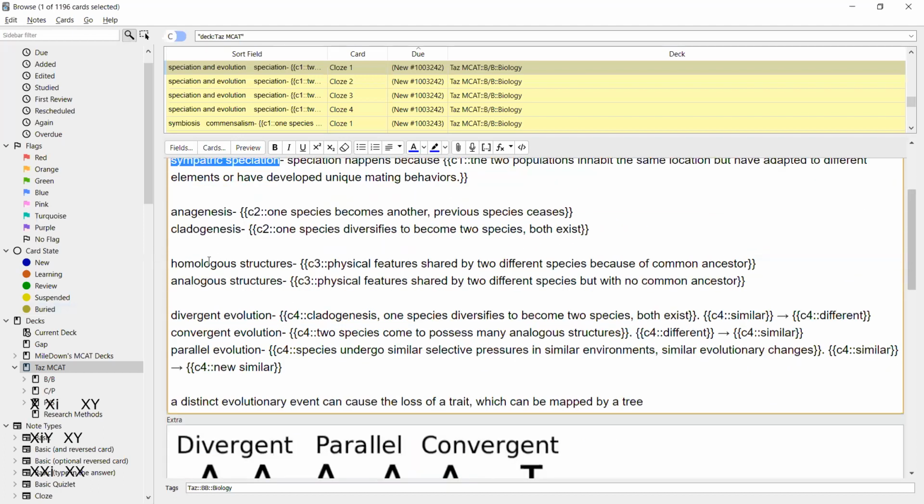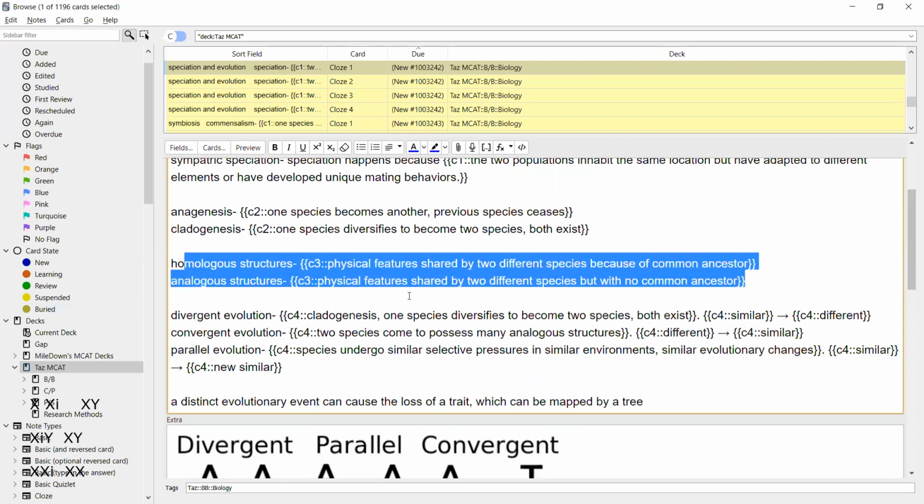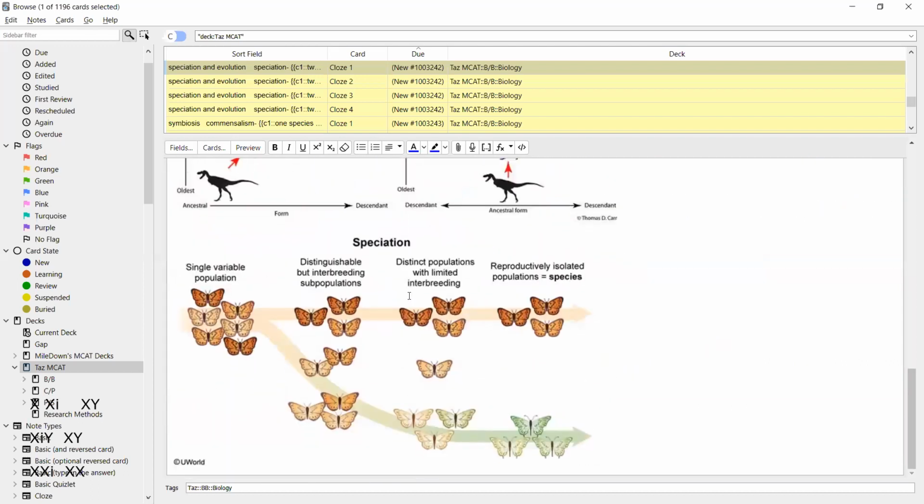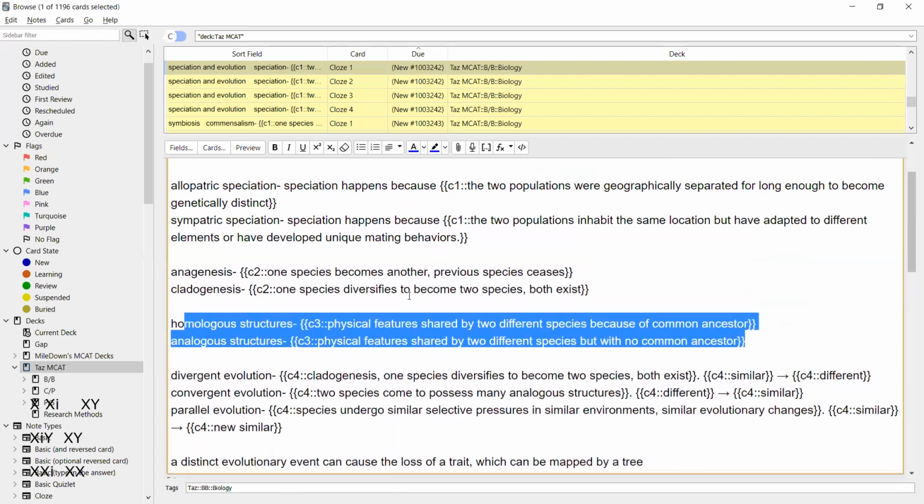Anyway, structures. All right. So structures. Oh, I don't have a picture. No, I can find one.